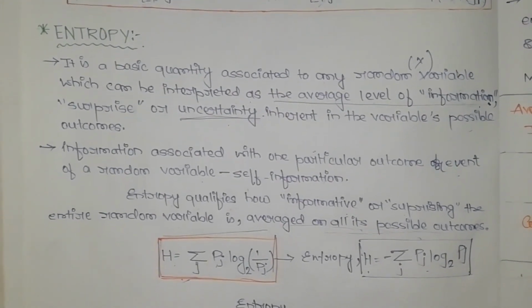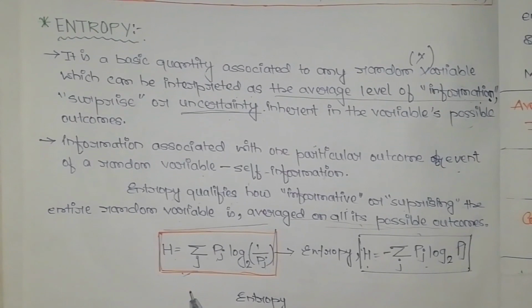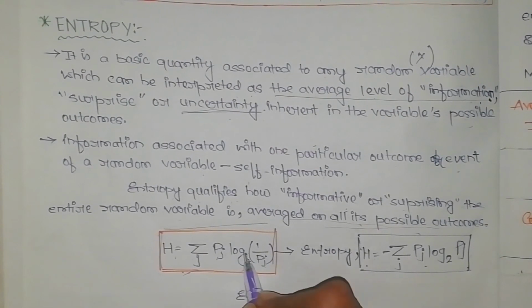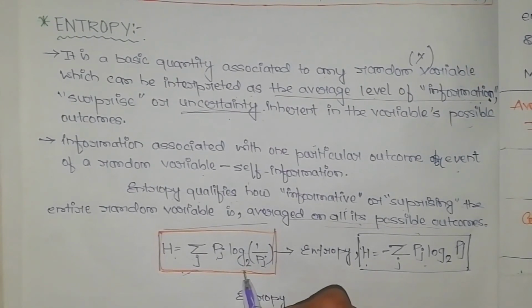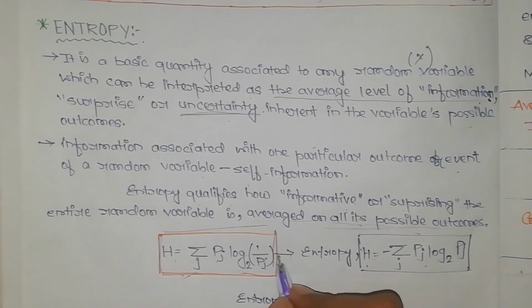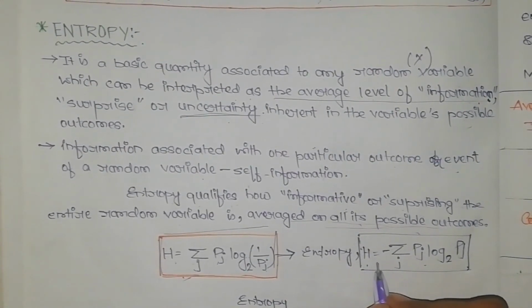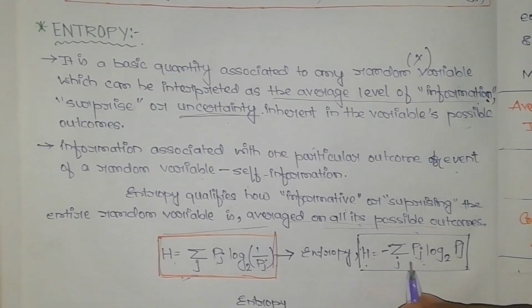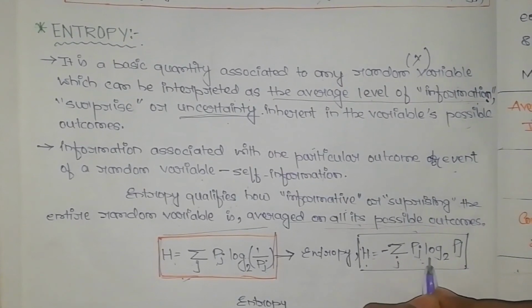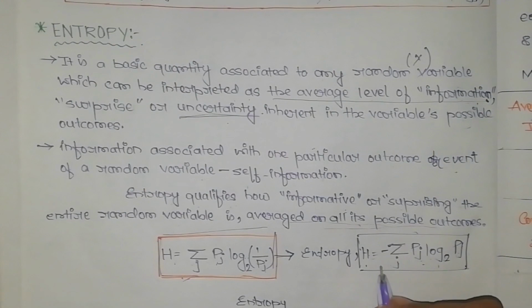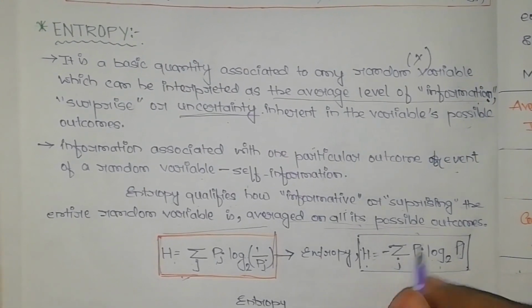Now we can give the formula of entropy as H is equal to summation over j of p(j) into log of 1 by p(j) base 2. This H represents entropy. We can simplify this formula as we know the properties of logarithm: minus summation over j of p(j) log of p(j) base 2. This is the simplified version of the entropy formula.